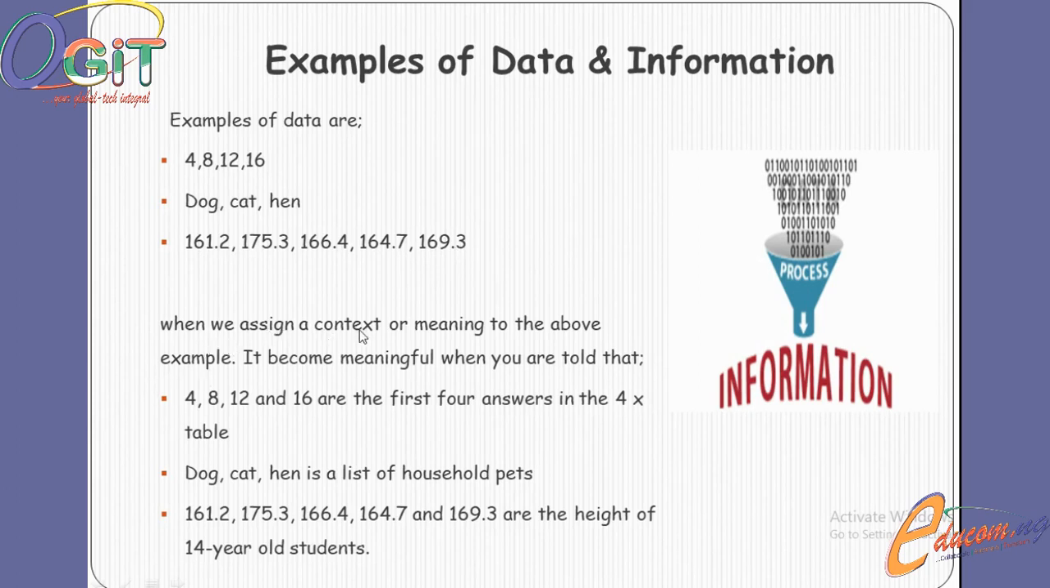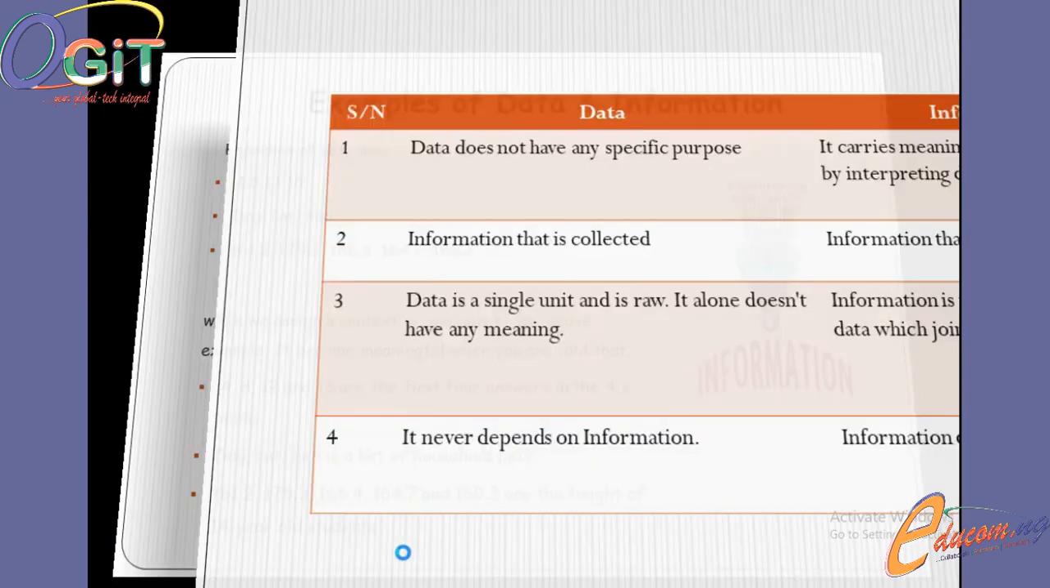When we assign a context or meaning to the above examples, it becomes meaningful when you are told that 4, 8, 12, and 16 are the first 4 answers in the 4 multiplication table. Dog, cat, hen is the list of household pets. 161.2, 175.3, 166.4, 164.7, and 169.3 are the heights of the 14-year-old students.